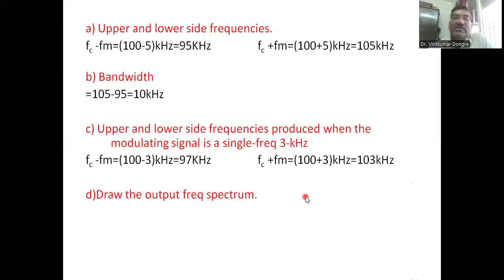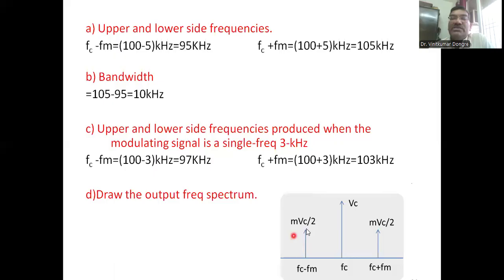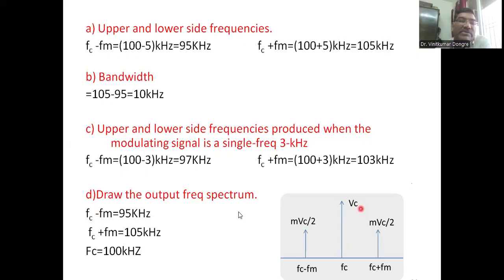Okay, so draw the spectrum. In the spectrum, the sidebands have amplitude mVc by 2, where m is the modulation index, at fc plus fm and fc minus fm, and this is your center frequency, fc. And you have to write the frequencies in the spectrum: fc minus fm, that is 95; fc plus fm, 105; fc is 100. This is the basic frequency, and you can change the frequency. Very simple calculation. You only have to remember this formula for the upper sideband and lower sideband.